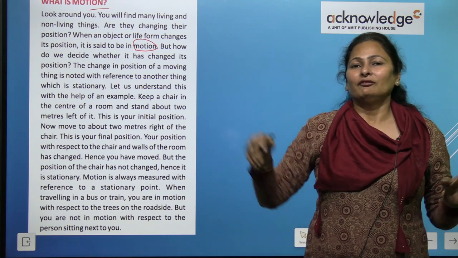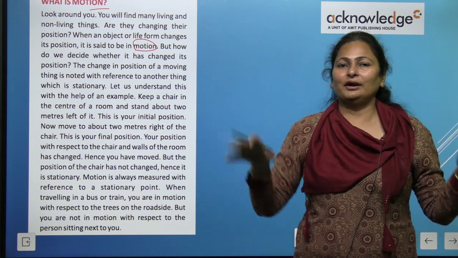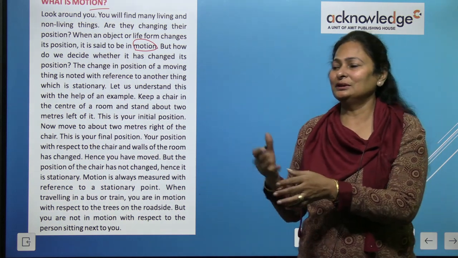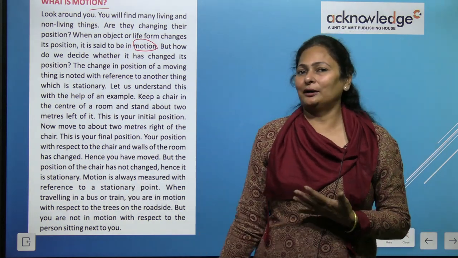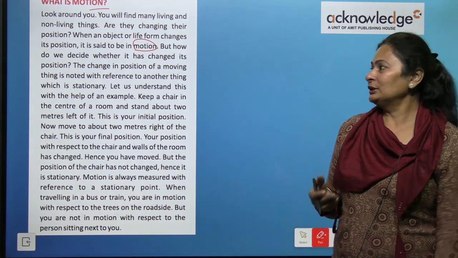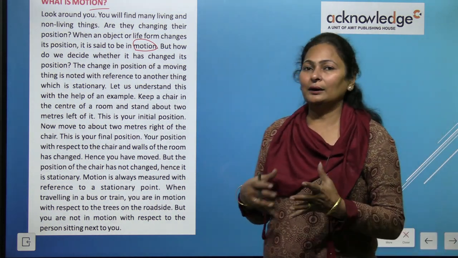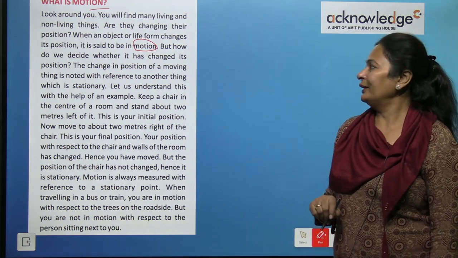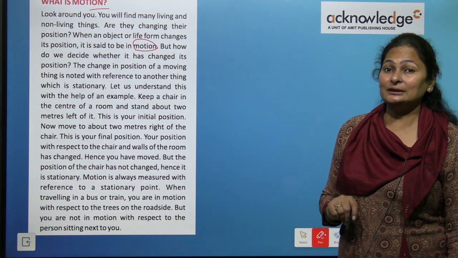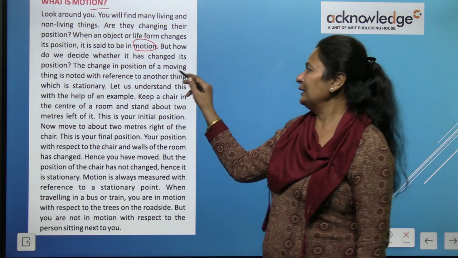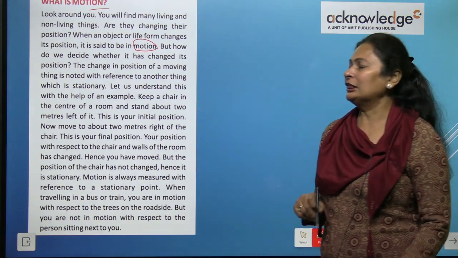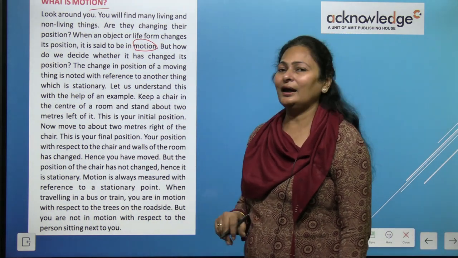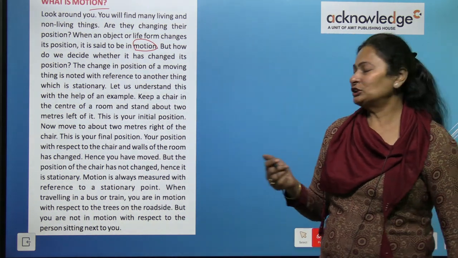Motion is when we are moving our hand, we are moving our leg, but we are at the same position. And locomotion is when we are changing our place, right? So motion is called when we are moving. Living things are moving. But now, how do we decide whether it has changed its position? The change in position of a moving thing is noted with reference to another thing which is stationary.